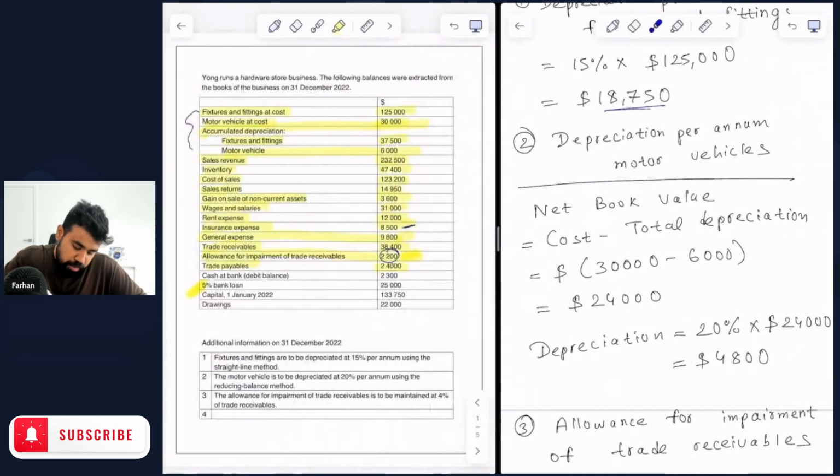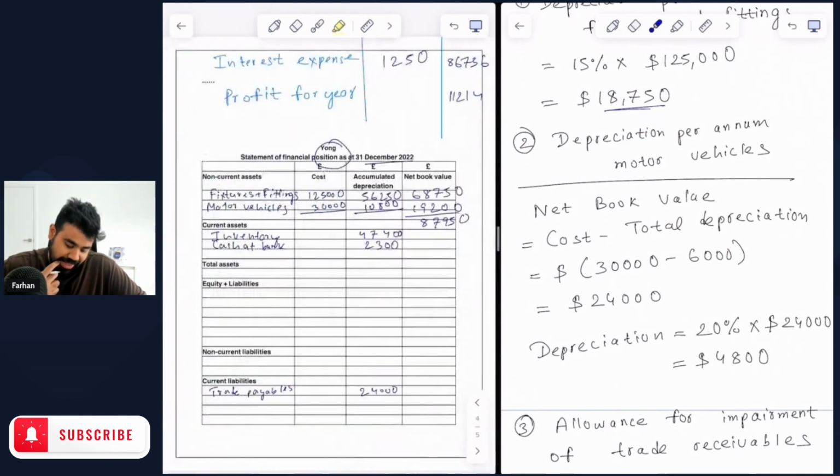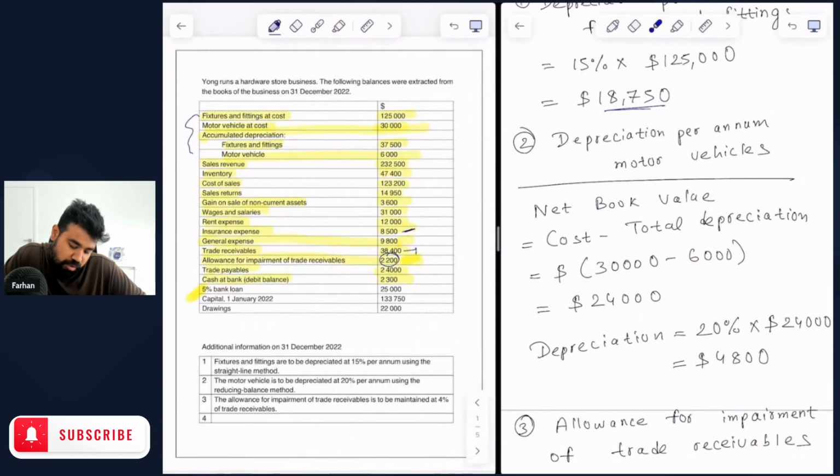All right, so cash at bank, $2,300 taken care of. Do you believe we have used all the current assets? Let's see. I think we haven't used trade receivables and the allowance for impairment. The reason being because we already highlighted it before when we found the allowance. We shouldn't have done it, but it's okay.